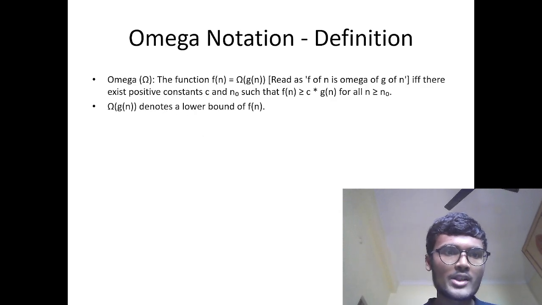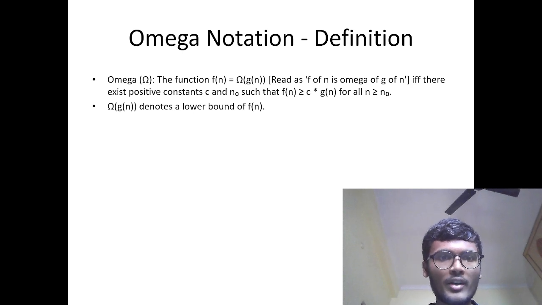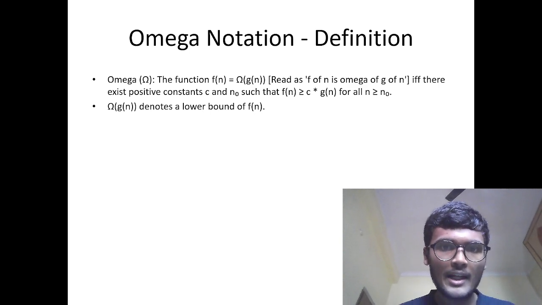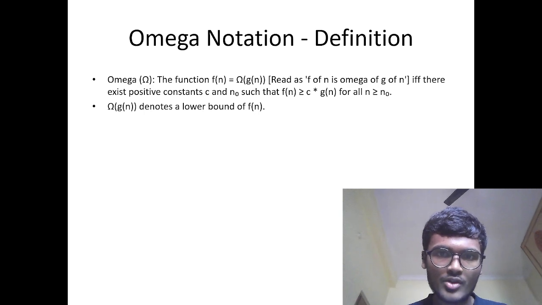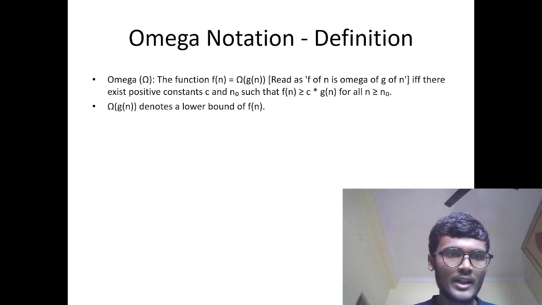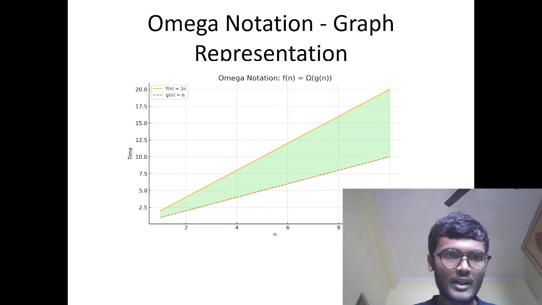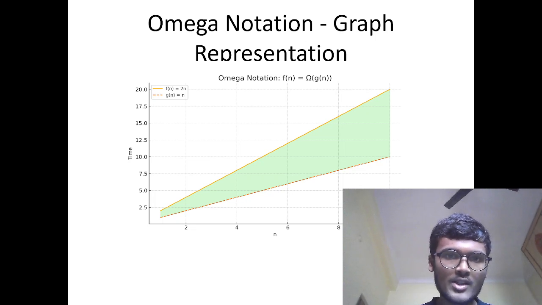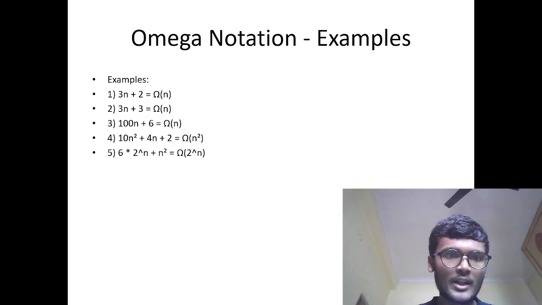The second one is omega notation. Here the function f of n equals omega of g of n if and only if there exist positive constants c and n naught such that f of n is greater than or equal to c into g of n for all n greater than or equal to n naught. Here omega of g of n denotes a lower bound of f of n. In the graph we can see that the dotted lines are representing the omega notation, which is the lower bound of f of n. These are the omega notation examples, which are linear and quadratic. The 10n square and 4n plus 2 are the quadratic equations.